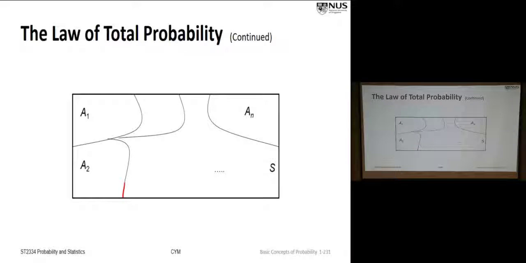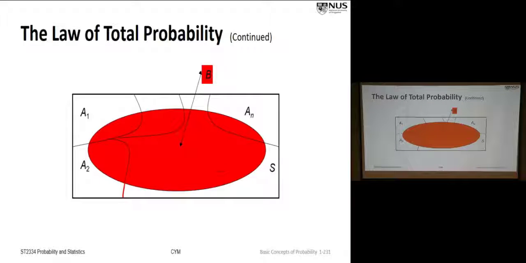Up to AN, so no overlapping, and combined all this is equal to S. All right, then this is your B. So the part of B comes from A1, this part. The part of B comes from A2.